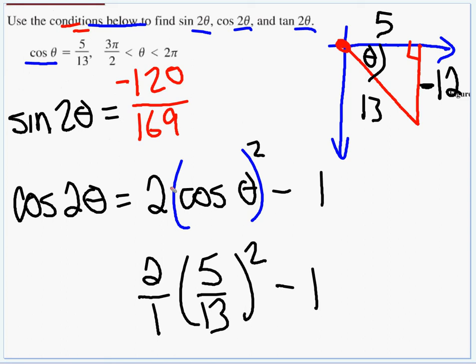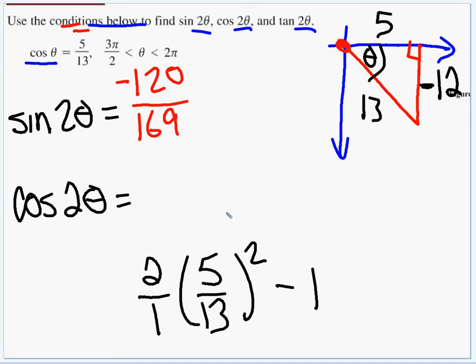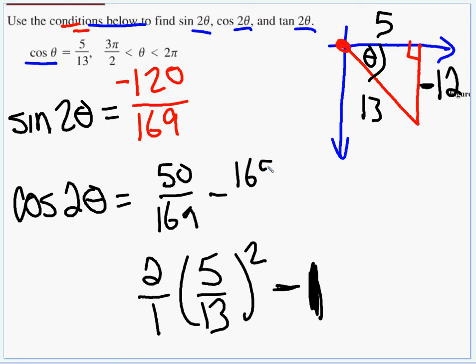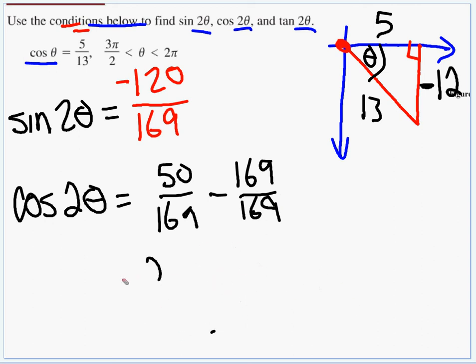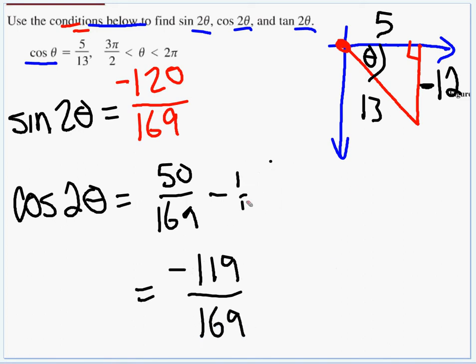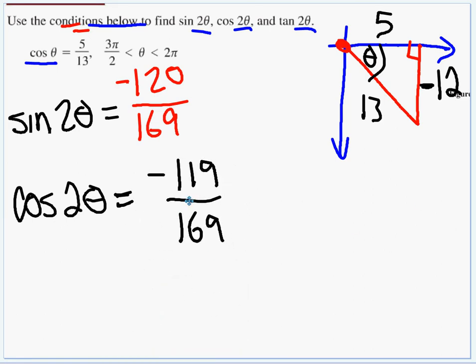So if we square, 5 squared is 25, times 2 is 50, over 13, the denominator squared is 169. And I'm going to write the minus 1 as minus 169 over 169, because that's the same thing as 1. And then if we subtract our numerators, 50 minus 169 is negative 119 over our common denominator, 169. So there is sine and cos.